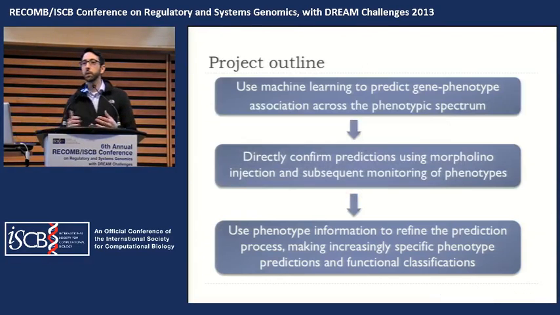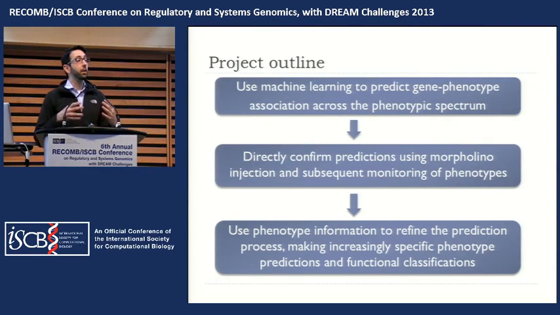So the goal of this project was simple. What we wanted to do was develop a machine learning framework where we predicted gene phenotype association on a large scale across multiple phenotypes. We were going to directly validate our predictions in zebrafish using morpholinos. For anyone that's not familiar, a morpholino is an oligonucleotide that you customize that can target any transcript in the genome. So what you do is you inject it at the one-cell developmental stage, and it lasts for about 5 days. So you basically subtract that transcript from the process of development.